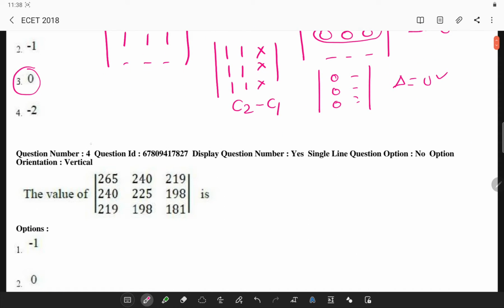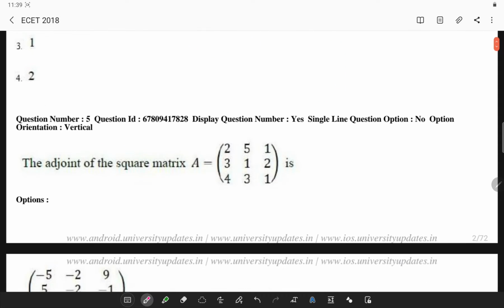Now let's see question number 4. So see the diagonal elements, and there is a replica of upper triangular and lower triangular elements. So I give this question as homework for you to solve. Next, let's get back to question 5, finding the adjoint of the square matrix.